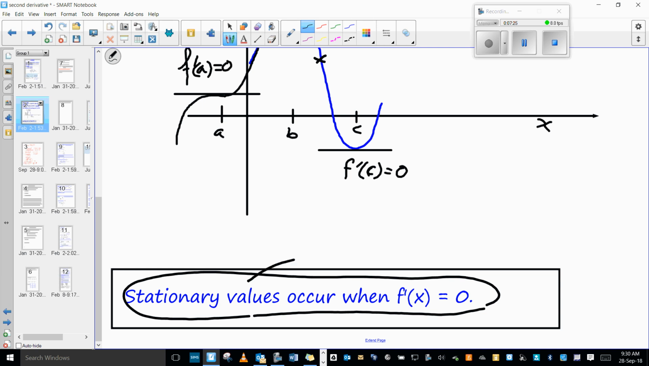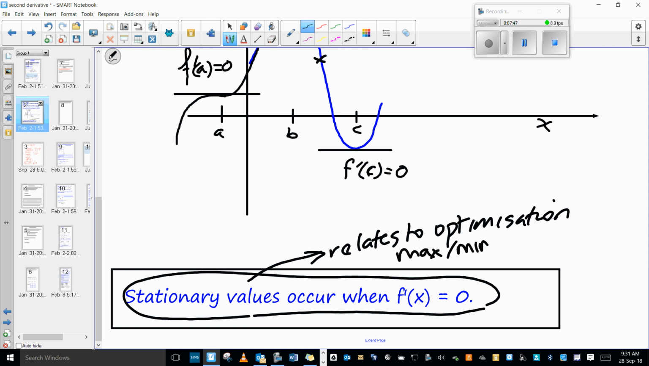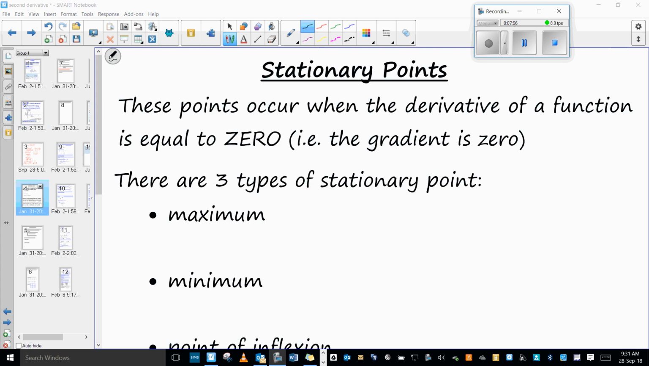This relates to optimization. Okay, optimization is what we just talked about, I just recapped, remember? Where the maximum or minimum things occur when the derivative is 0. So stationary points. These points occur when the derivative of the function is equal to 0.